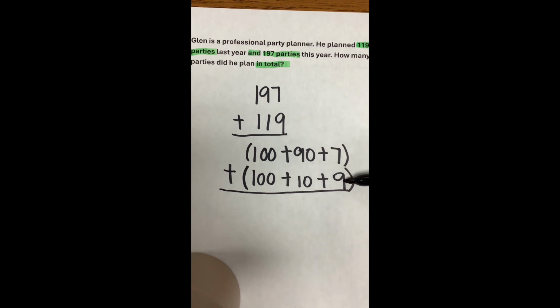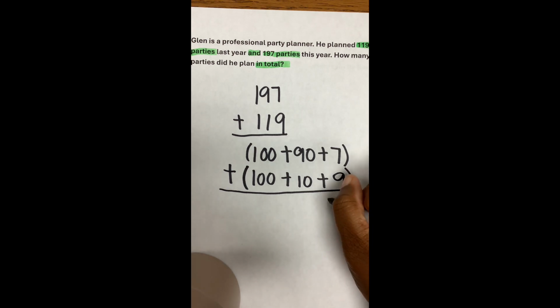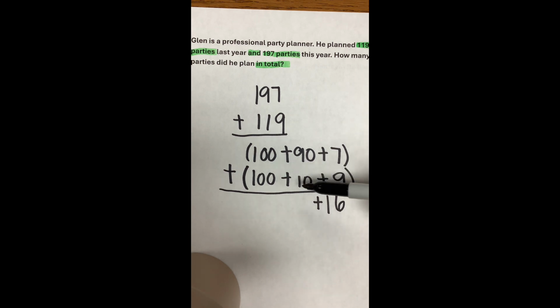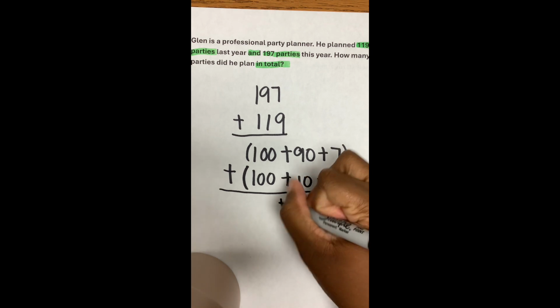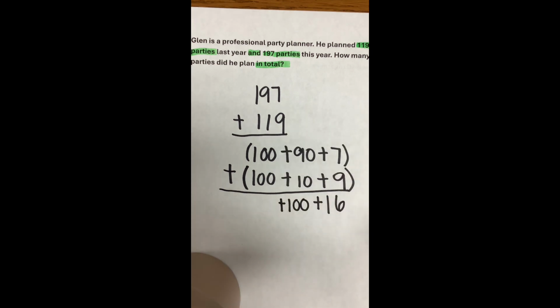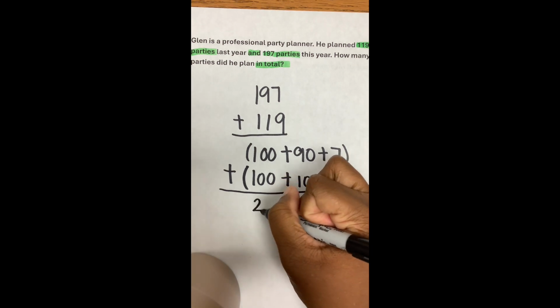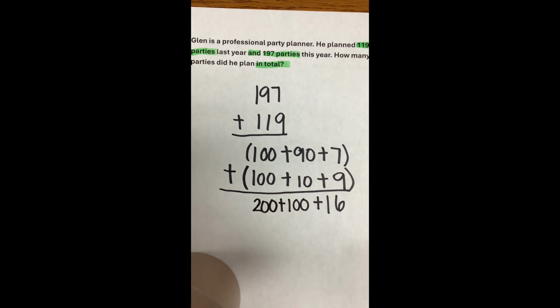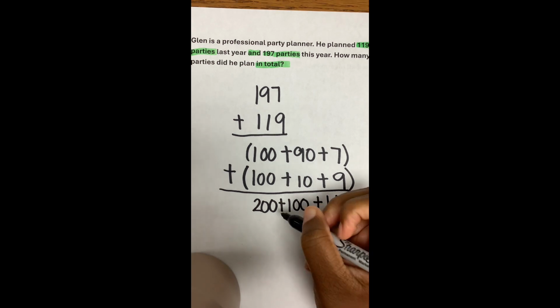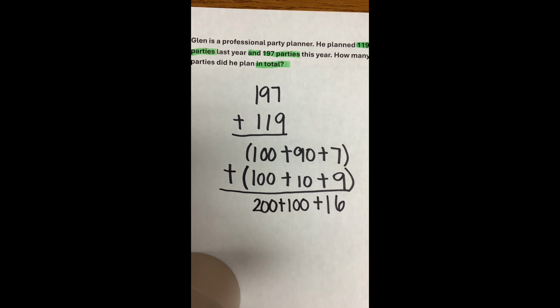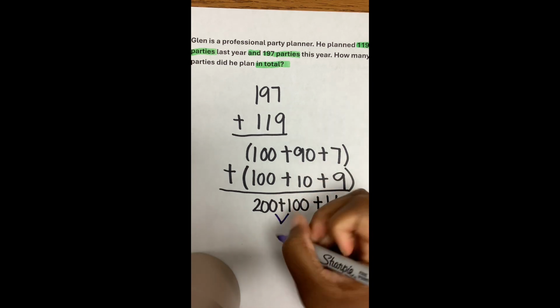So we have 9 plus 7, which is 16. We have 90 plus 10, which is going to give us 100. And then we have 100 plus 100 is 200. Okay? So we're going to add up all of these numbers together, and then it will give us our sum. I'm going to write this with a different color also. We have 200 plus 100, which is going to give us 300.